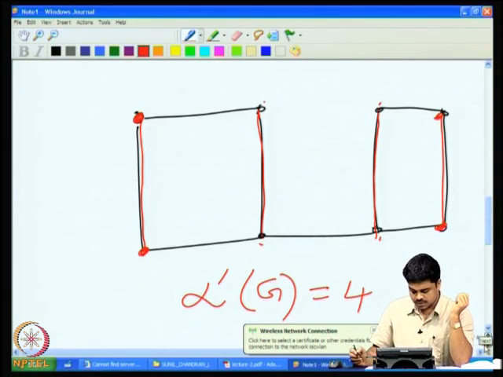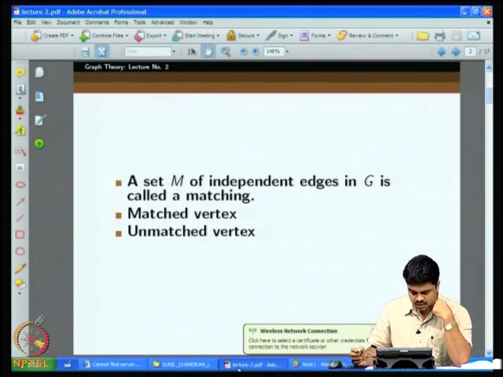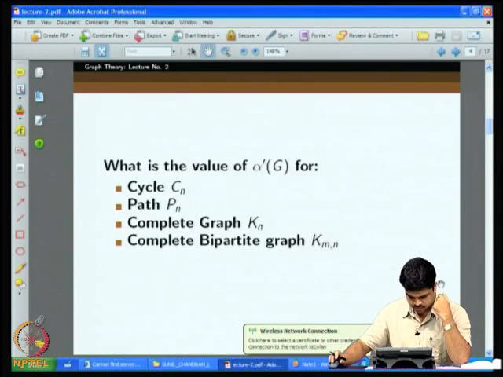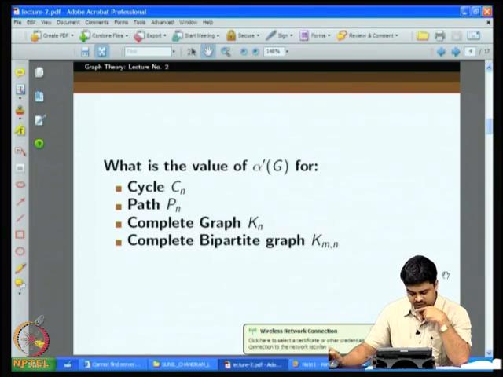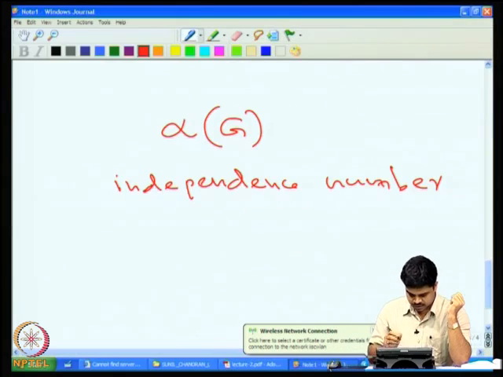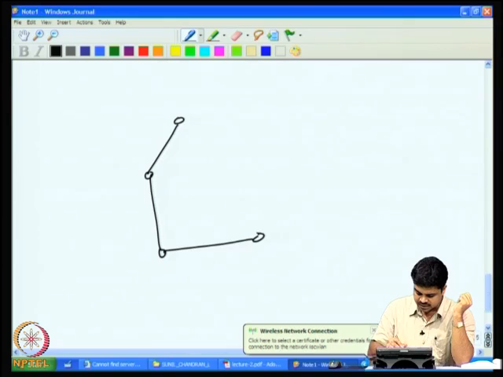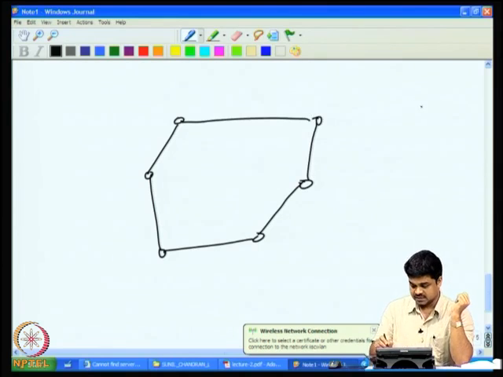Now let us go back to the slides. To understand what the parameter alpha dash of G is a little better, we will take some examples. For instance, let us look at a cycle. A cycle looks like this. Suppose let us take a simple cycle 1, 2, 3, 4, 5, 6. This is a length 6 cycle, C6.